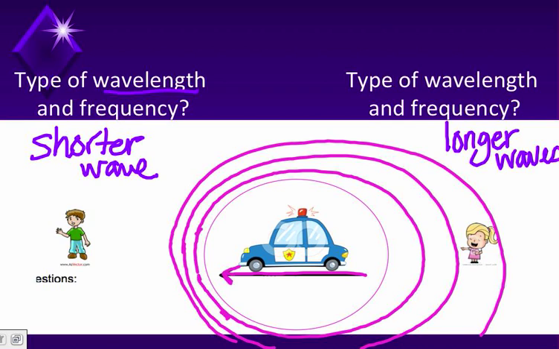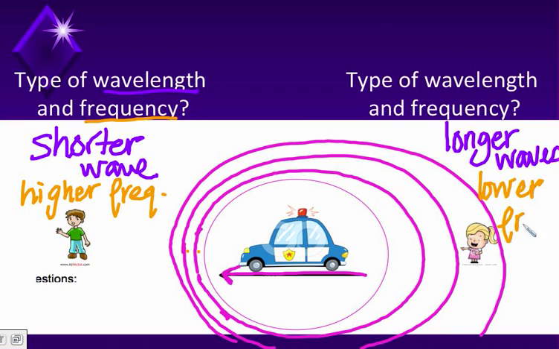And in terms of frequency, because I've got a shorter wave, frequency again is how many waves per second. If the waves are shorter, they are happening more often, so the boy would experience a higher frequency note, where the girl over here, because of the longer waves, they happen less frequently, she would experience a lower frequency note. And so again, the reason why we hear that change in sound as an object moves past us is because of the change in wavelength.